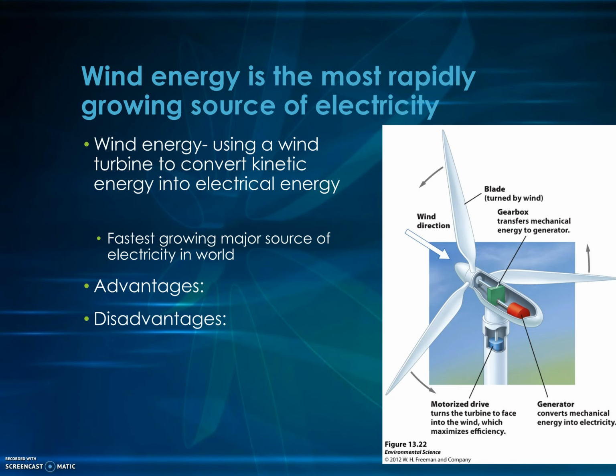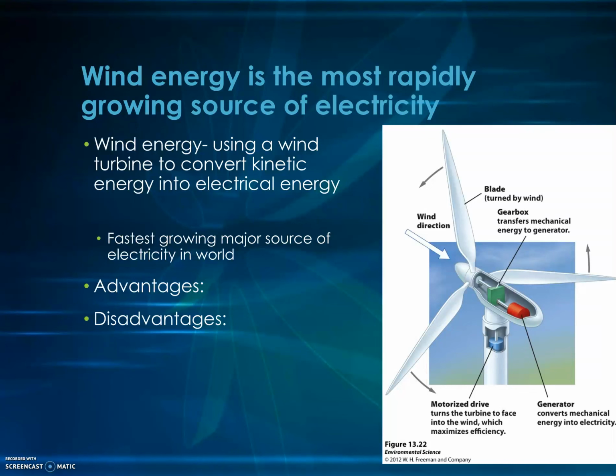Some of the advantages: it's non-depletable. It's not going anywhere whether we use it or not. It's clean. It's free. There's no pollution, no greenhouse gases, and it can share the land. If we have wind turbines on land, we can also graze cattle underneath.